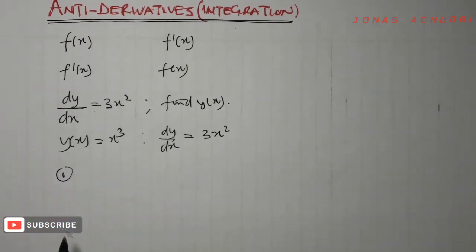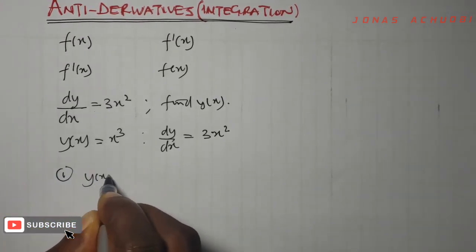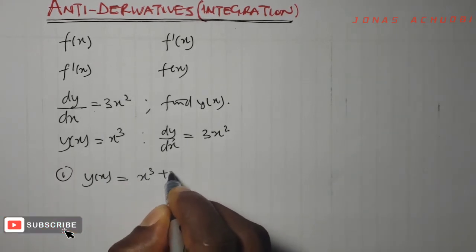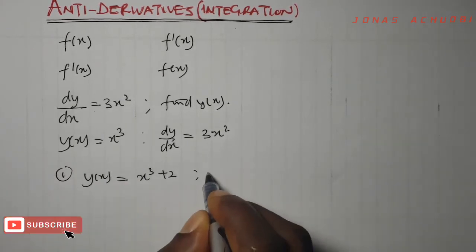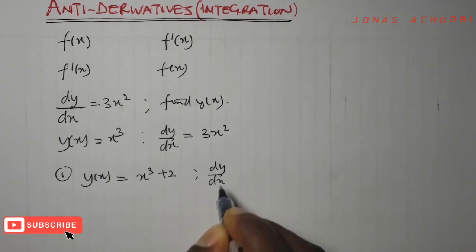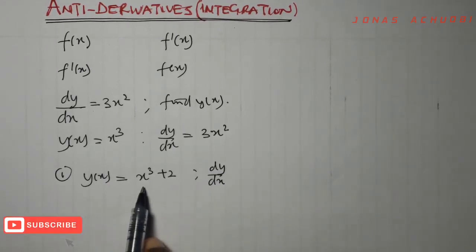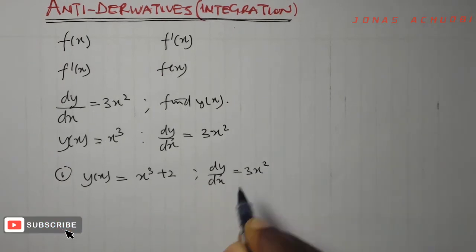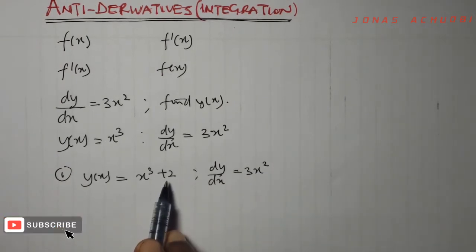One. If y of x is equal to x cubed plus 2, what will be dy dx? Let's differentiate this function. It will be 3x squared. 2 is a constant, so if we differentiate a constant, we get 0. So we have 3x squared.